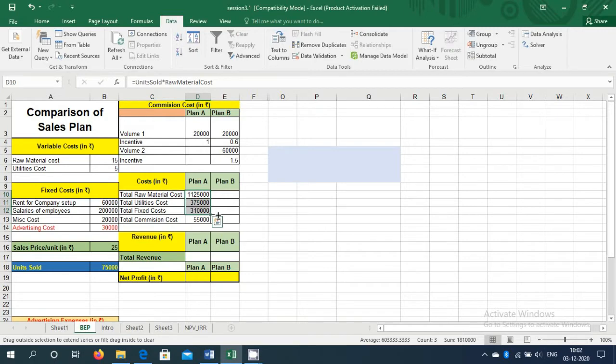Here you can see it is units sold into raw material. I can double click and you can see units sold into raw material, this is units sold into utilities cost, and this is sum of fixed cost. So for this one I have to write the formula again.